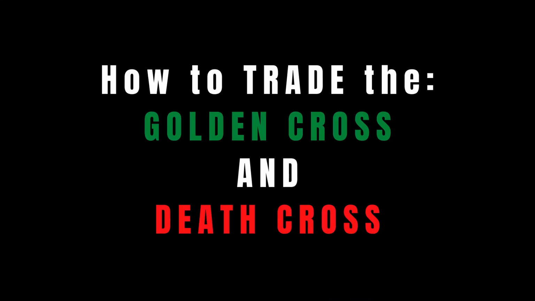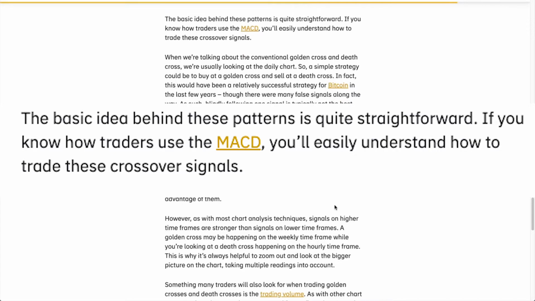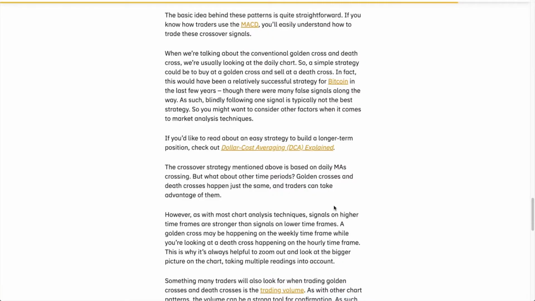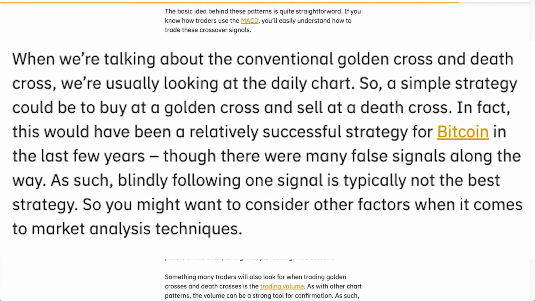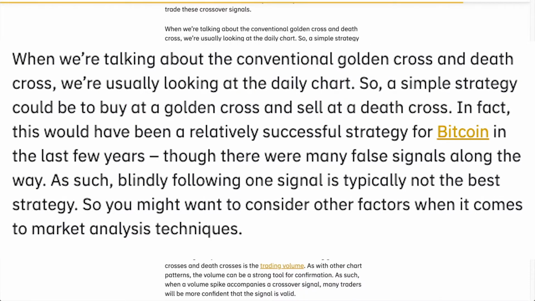How to trade the golden cross and the death cross. Well, the idea behind these patterns is really quite straightforward. If you know how to trade using the MACD, you'll easily understand how to trade these crossover signals. Now, when we're talking about the conventional golden cross and death cross, we are usually looking at the daily chart.